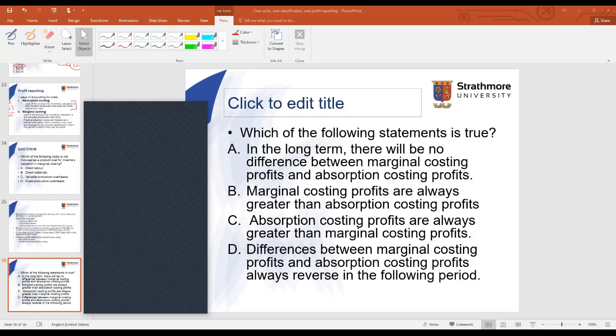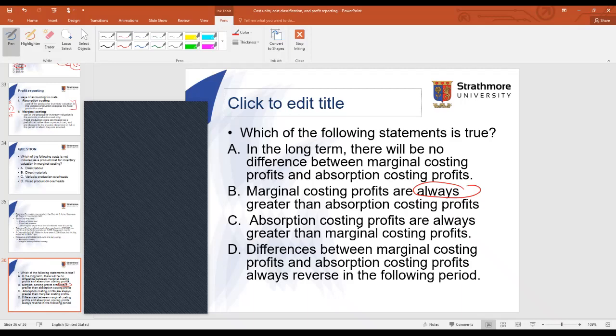So B and C is not the rule of thumb, that the profit of the marginal will always be greater. The term always here is wrong. It could be greater, but the term always makes it wrong. It's not a guarantee. There's no rule of thumb that it is always going to be greater, okay? So it's not a guarantee that will be the case.